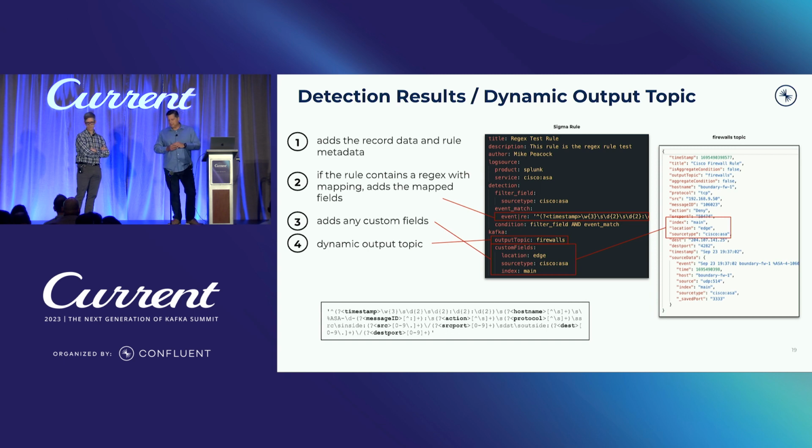And then the last customization piece is the output topic. So generally when you start a SIGMA processor, you can define an output topic, your generic output topic, or you can have each rule define an output topic also, so you can route to many different output topics by the rule itself.